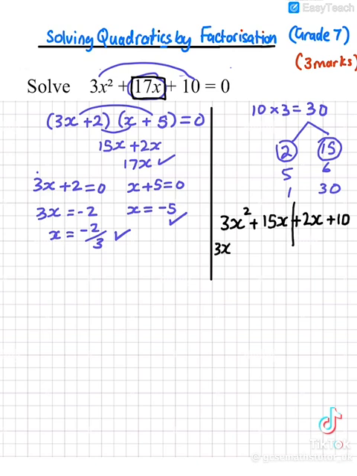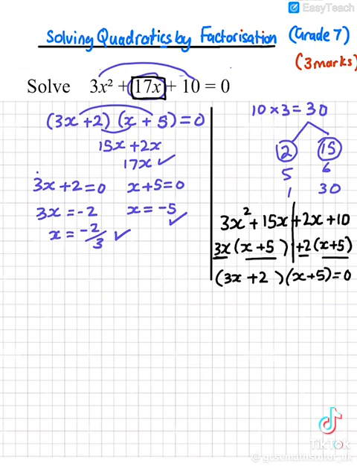So 3x goes on the outside, and we have x plus 5 inside the bracket, and then on the other side we take out plus 2 as a common factor, and then again it would be x plus 5 in the bracket because we're looking for 2x plus 10. Now one of the brackets is x plus 5, so that is a good sign because we got two same brackets. The other bracket is going to be 3x plus 2. So this is giving us the same answer for factorization. Either you do the inspection method or this method, as long as you get the answers correct.